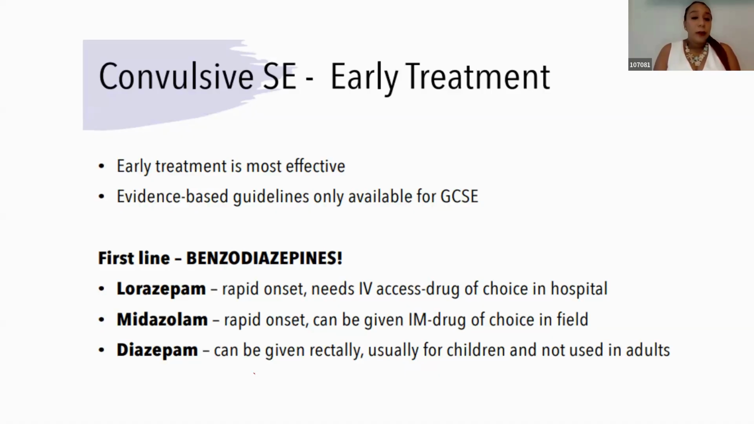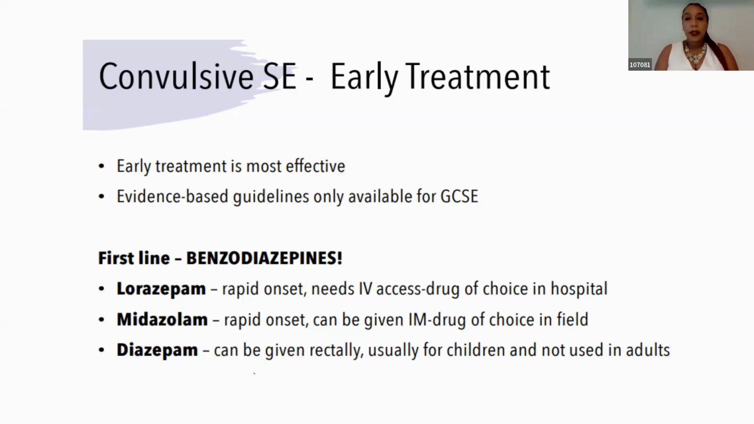So early treatment is most effective. And unfortunately, we only have data, evidence-based guidelines for generalized convulsive status epilepticus. So we are actually, as physicians, extrapolating data from generalized convulsive status epilepticus to treat the plethora of seizure semiologies, right? From focal motor, from absence, myoclonic, non-convulsive, we're using the data that we have from generalized convulsive status epilepticus.